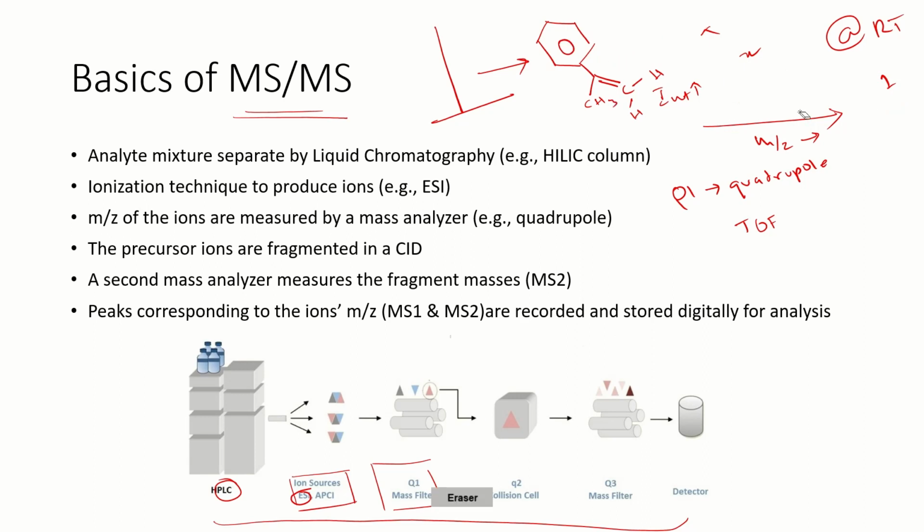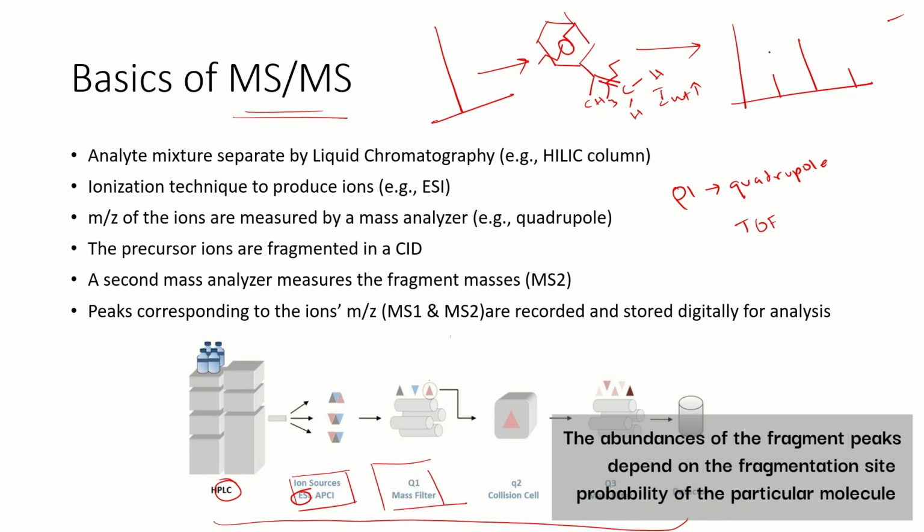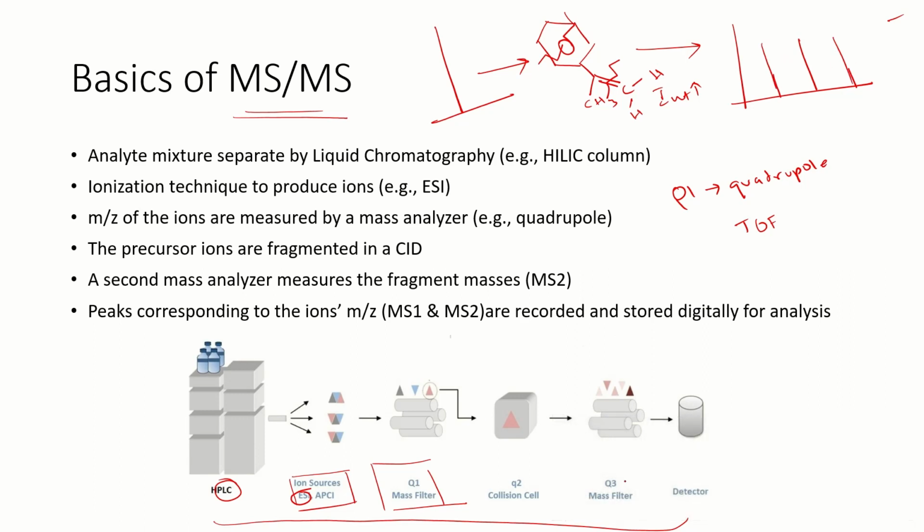By fragmentation, what I mean is, we will break the bonds over here, and we will also break a bond here or here. It is all depending on the molecule itself, and then after fragmentation, it will give me three peaks, right? If I analyze the fragments, these three peaks will be measured in the second mass analyzer.